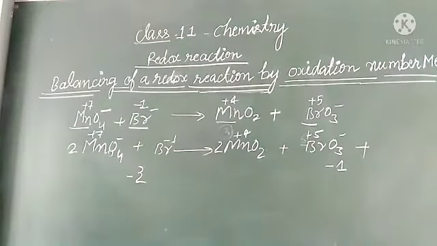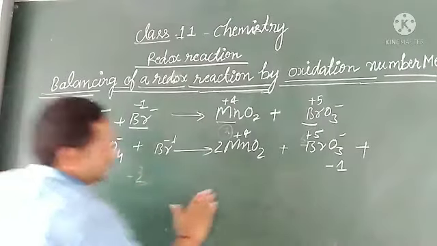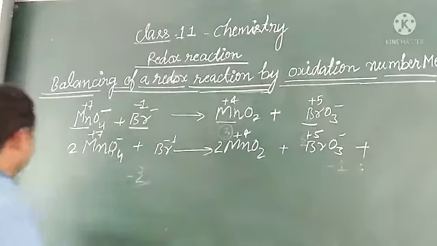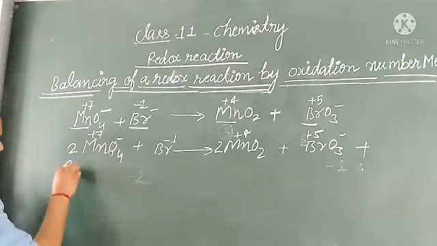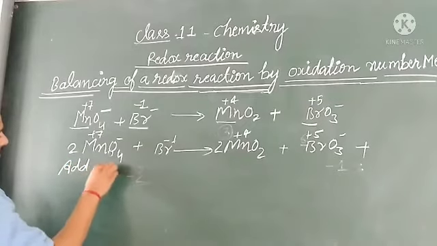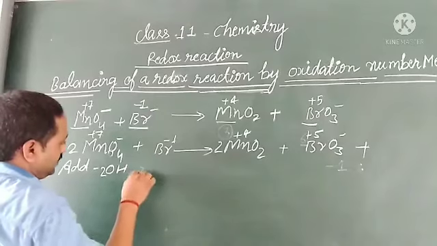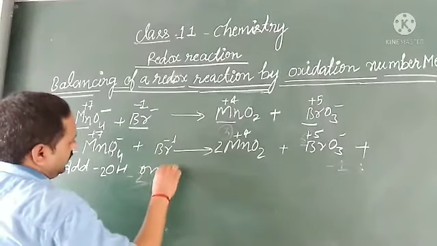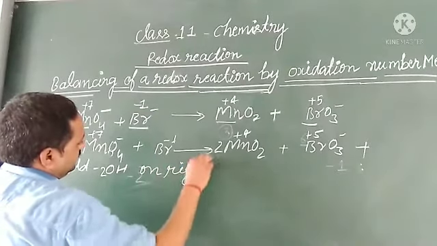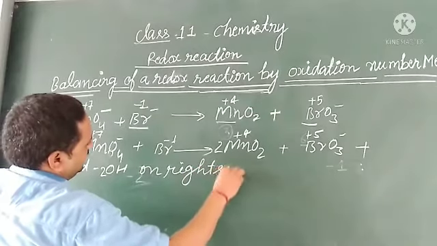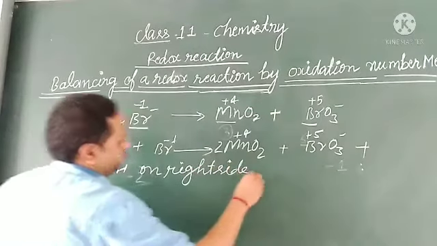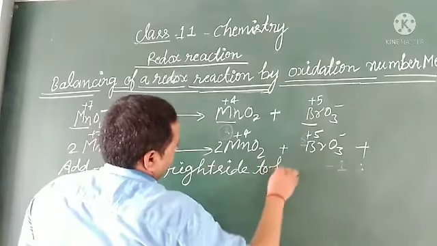So what can we write? Add 2 OH minus on the right side to balance charge.